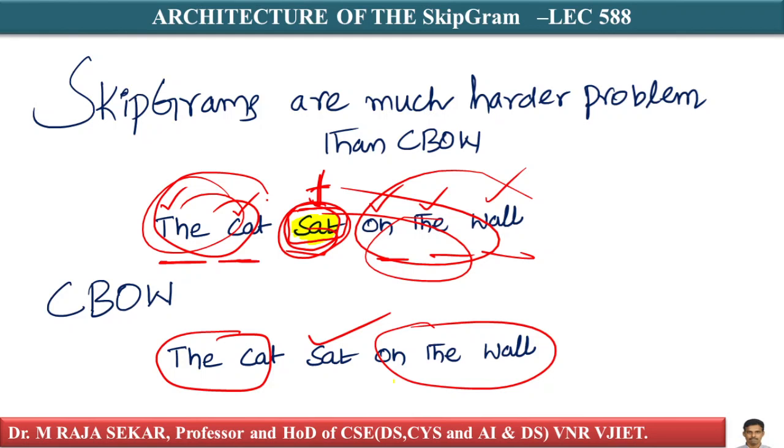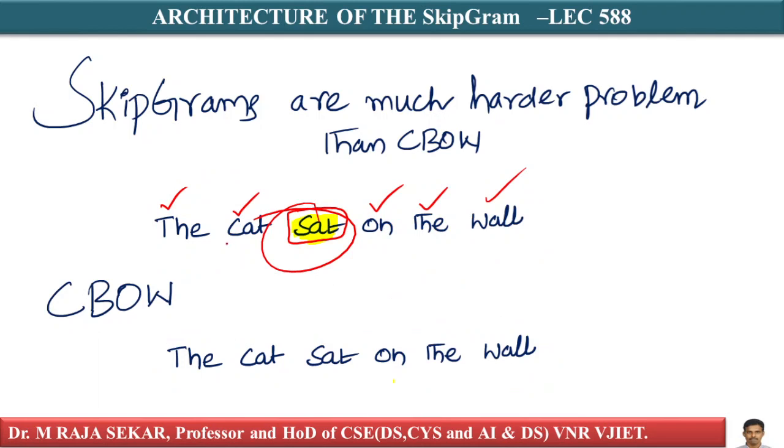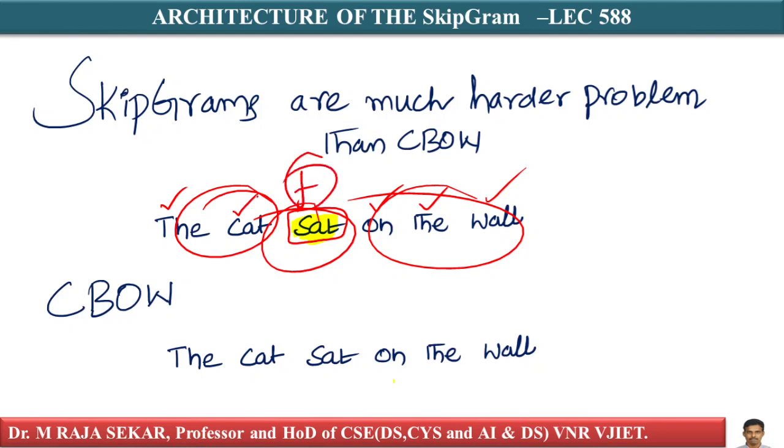SKIPGRAM is a much harder problem to solve, because you are solving the harder problem. It is also much more powerful when you solve it by just giving one word. Just observe, giving just this one word, you are predicting K context words, therefore it's difficult. Just by using this single focus word, you have to predict all the surrounding words.